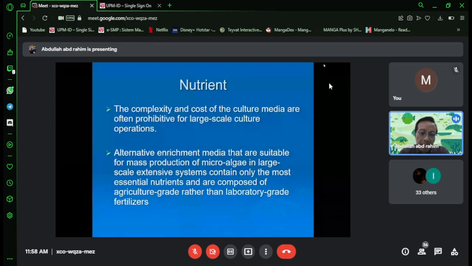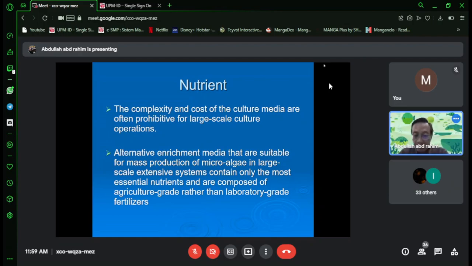Apabila kita menghasilkan microalgae di dalam makmal, kita perlu menggunakan bahan baja yang dipanggil grade makmal, laboratory grade. Kenapa? Kualiti dia tinggi, tidak ada pencemaran atau kotoran. All right. So if you are growing your microalgae in the lab, it is important that you use laboratory grade fertilizer or nutrient which is not contaminated, all right, tak ada kontaminasi dengan kotoran ataupun bakteria dan sebagainya.